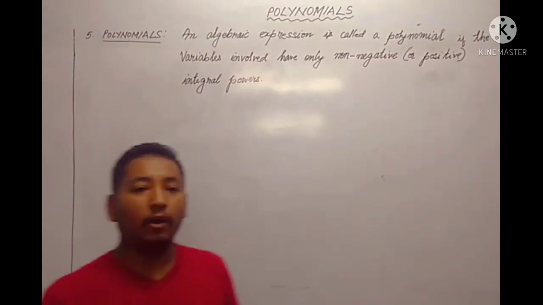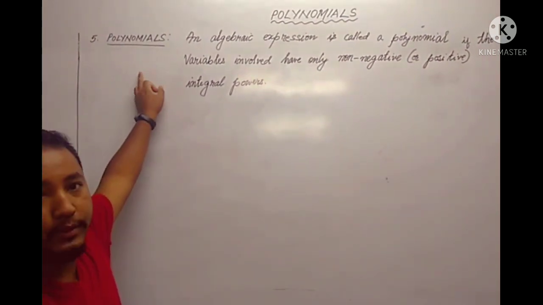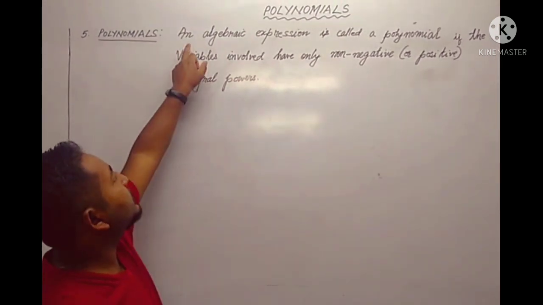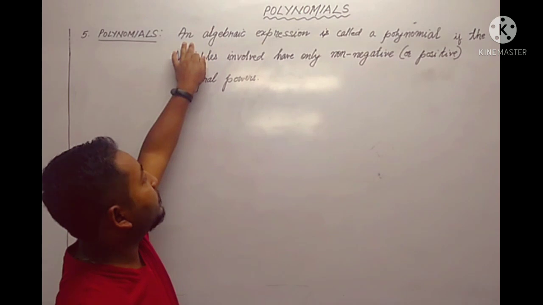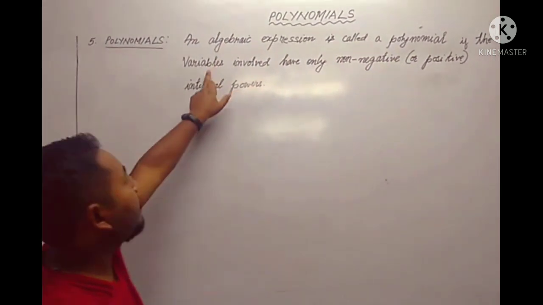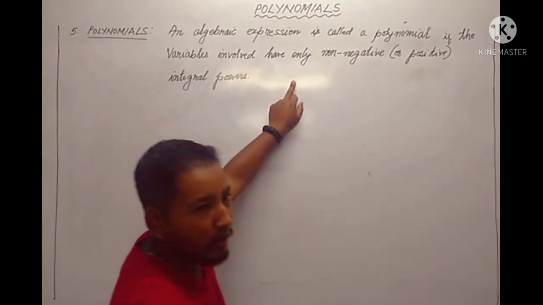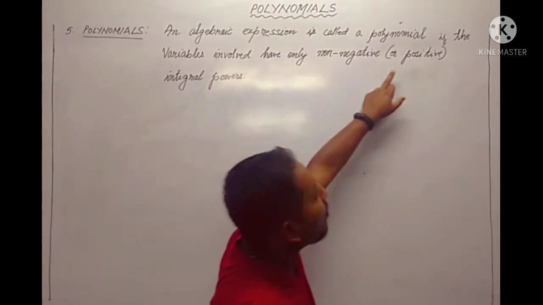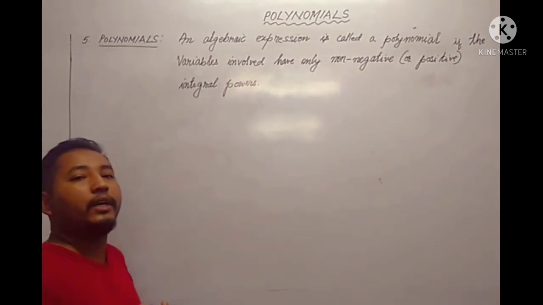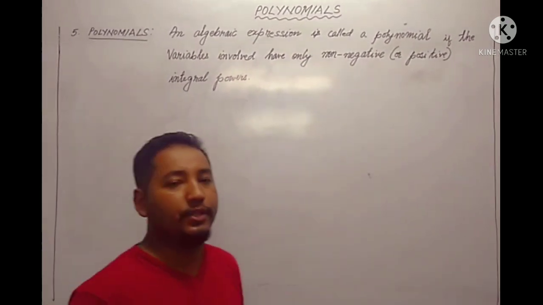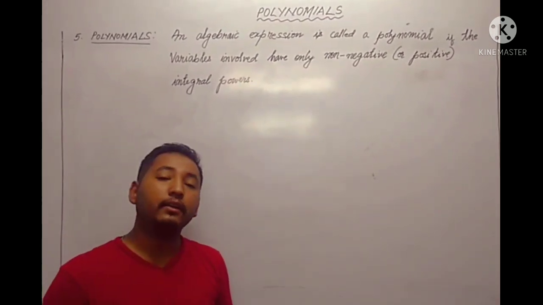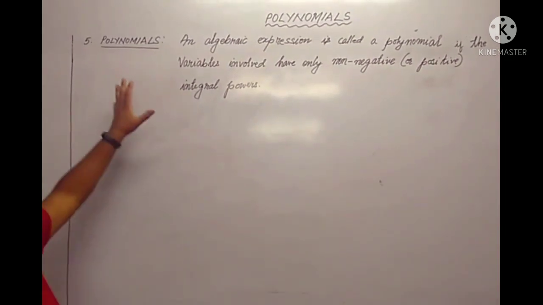Now students, our next topic will be polynomials. What is a polynomial? If you look at the definition, it says an algebraic expression is called a polynomial if the variables involved have only non-negative, that is positive integral powers. What does it mean? Since we have already learned that an algebraic expression is a combination of constants, variables and operators, what is a polynomial?